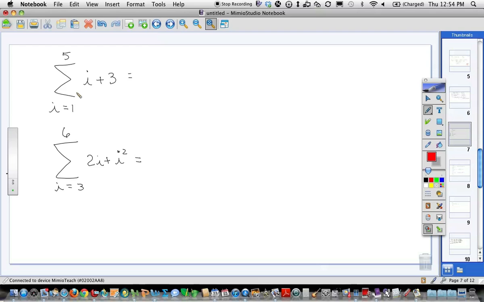And so what this means is we're going to start i at 1, and it always goes by 1s. So i will be a 1, then a 2, then a 3, then a 4, then a 5. We'll plug those i values into the formula here, and then we will add those together because sigma means sum. So we put in a 1, and we get 4. We put in a 2, and we get 5. We put in a 3, we get 6. Put in a 4, we get 7. Put in a 5, we get 8. And then we add those terms together. So that adds up to 30, I believe. Okay?